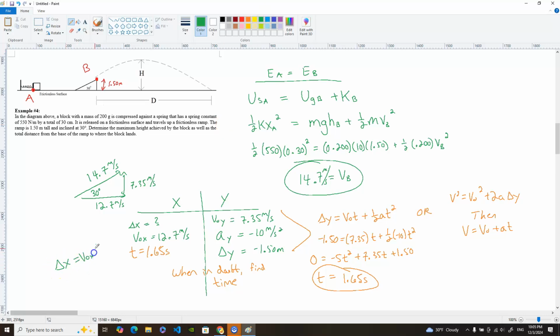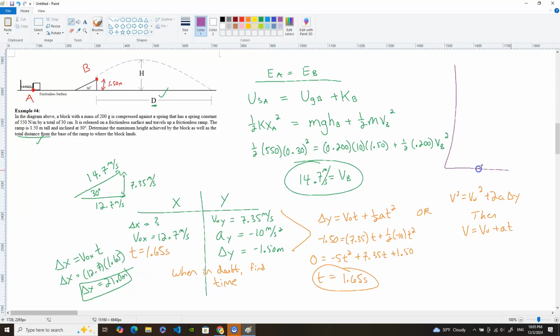Delta x is v naught x times t. So delta x, also known as D, is 12.7 times 1.65. Uh, 21.0. So I've checked off, I found D, determined the height as well as total distance, so I've done that one.